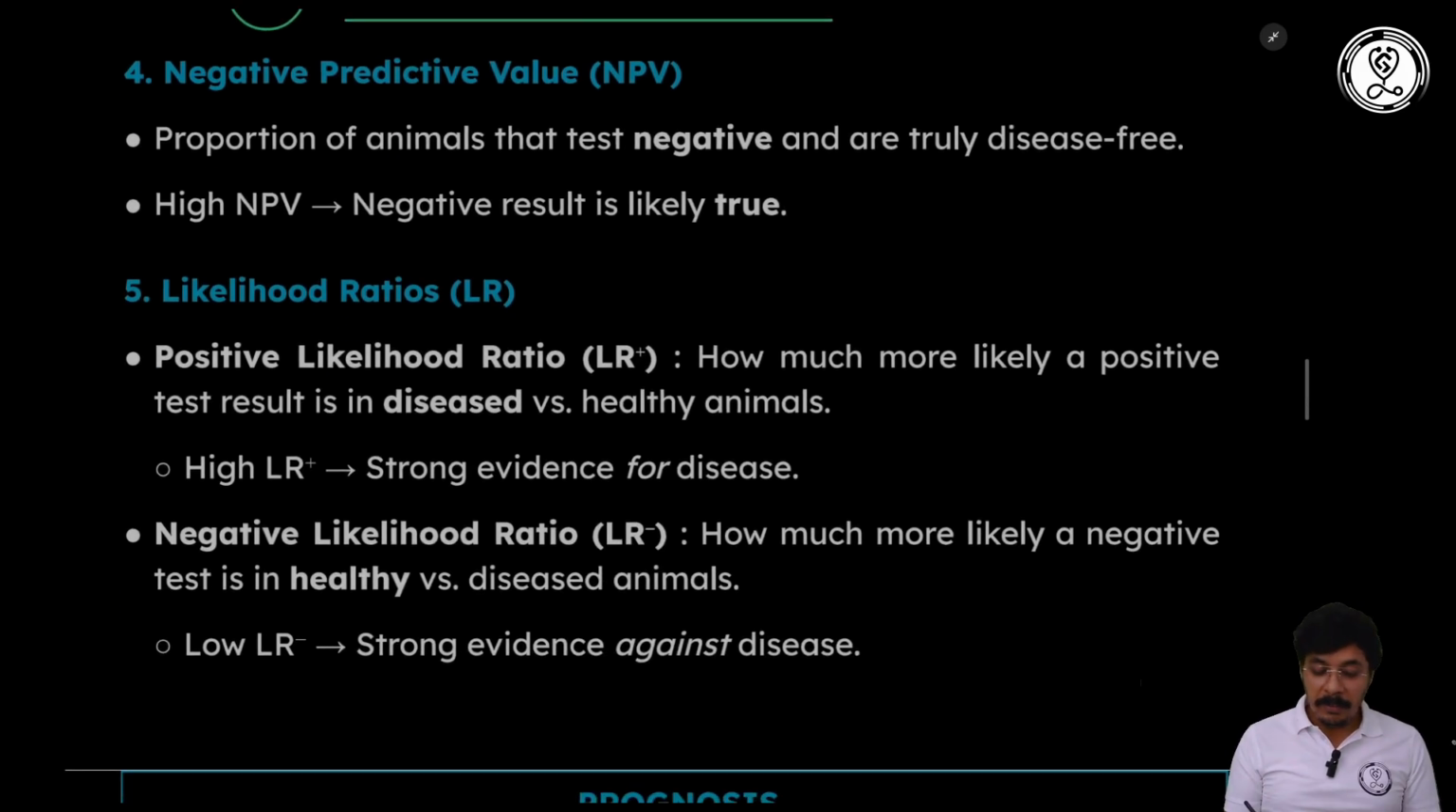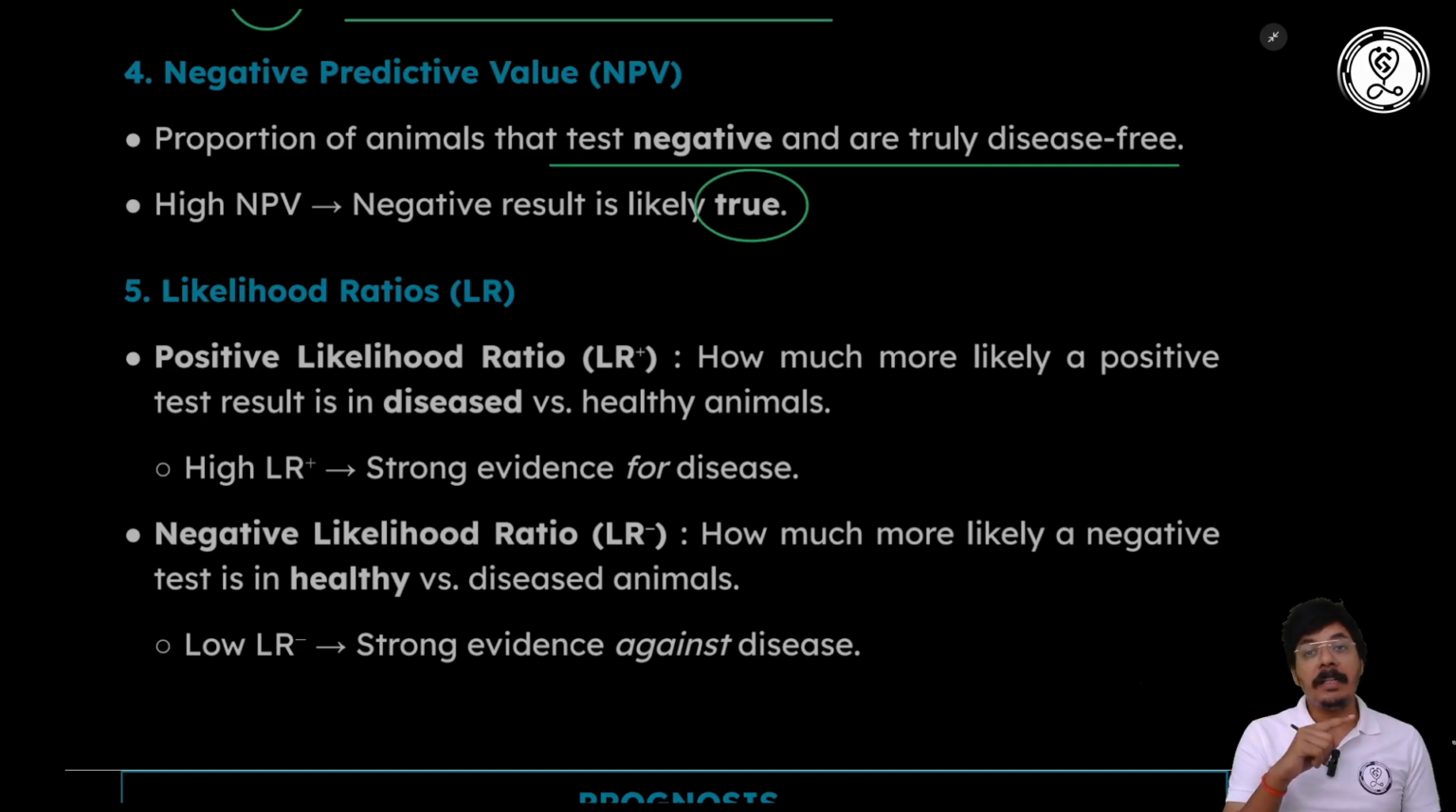Coming to the negative predictive value, here it is the proportion of animals that test negative and are truly disease free. A high NPV means the negative results are likely to be true. So basically, it is just the opposite of the positive predictive value, giving you the proportion of true negatives, meaning the animals that are not suffering from disease among the diagnostic control group.